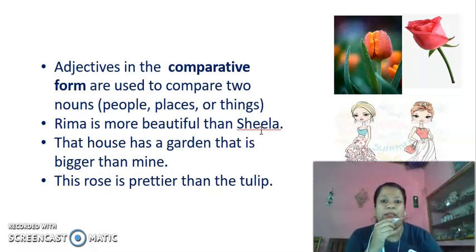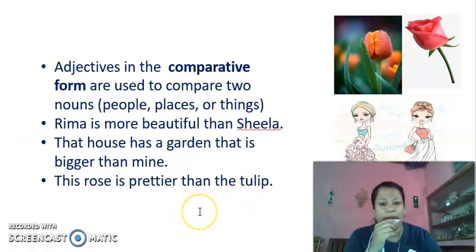So remember, the comparative form always describes two objects, not more than two, just two. That house has a garden that is bigger than mine. Again, we are comparing the two gardens of different houses. This rose is prettier than the tulip. Again, we are comparing two flowers. So remember, the comparative degree always compares two things. Okay, I hope I'm clear over here. It will compare only two things.